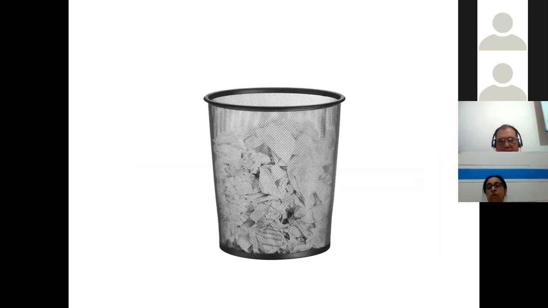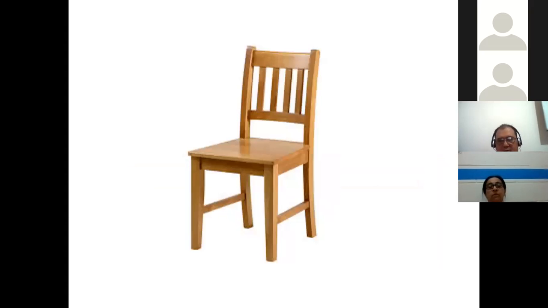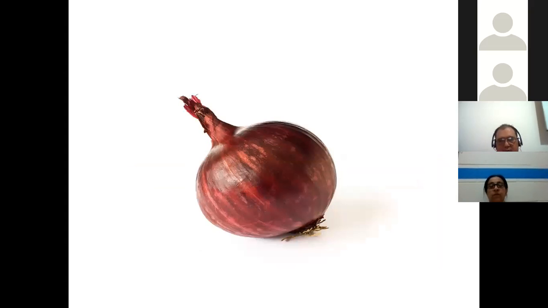It's a waste basket. A waste basket. Or trash can, right? Very good. What's this? It's a chair. Very good. What's this? It's a door. Excellent. Next, what's this? It's a notebook. Very good. It's a notebook. Good. What's this?